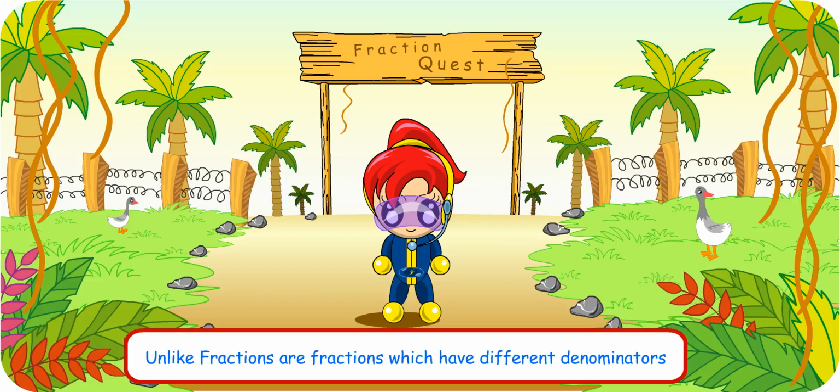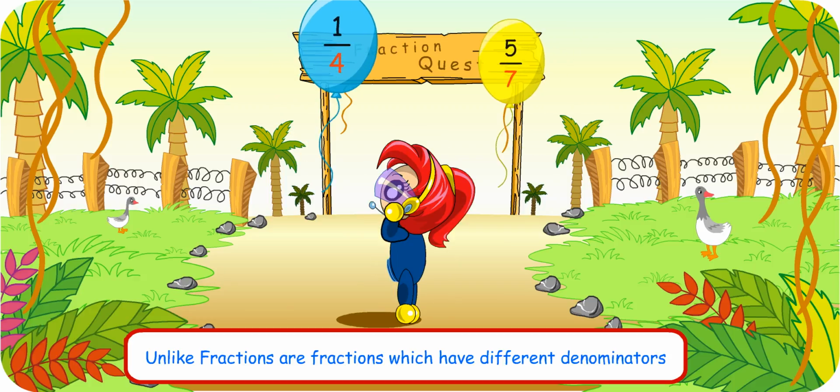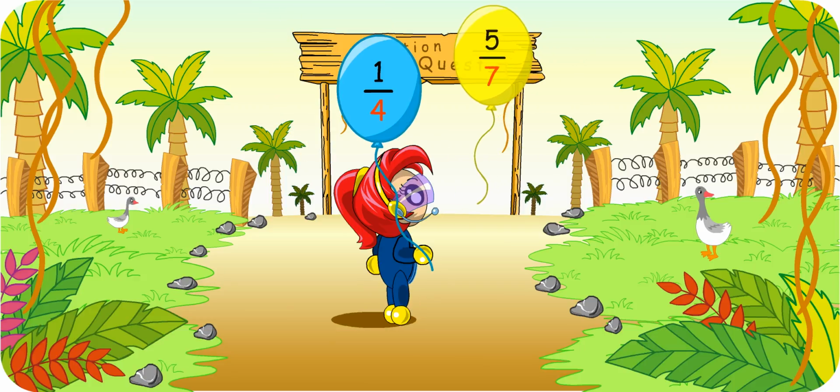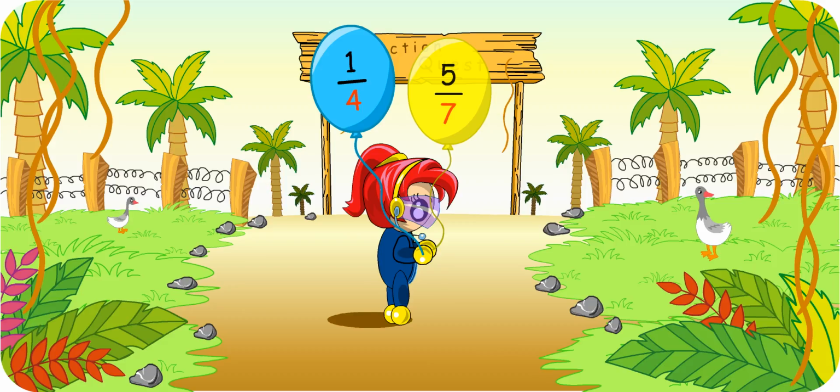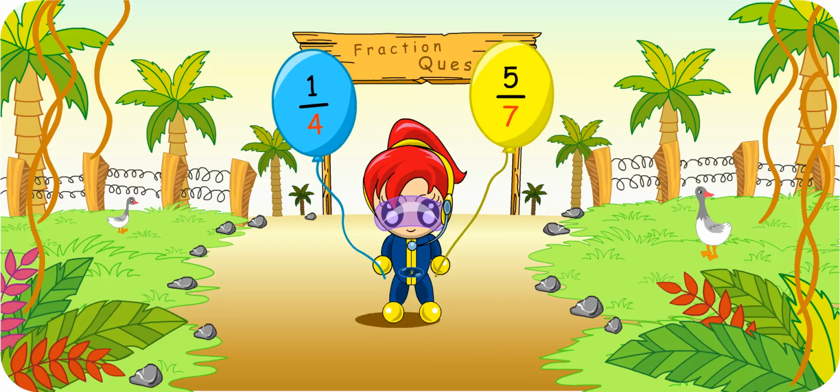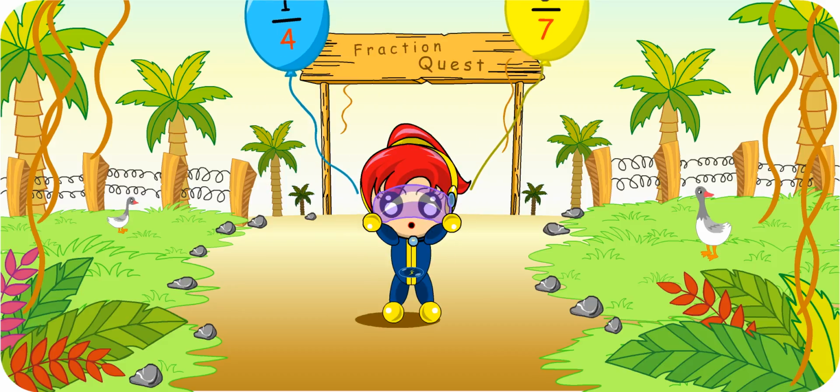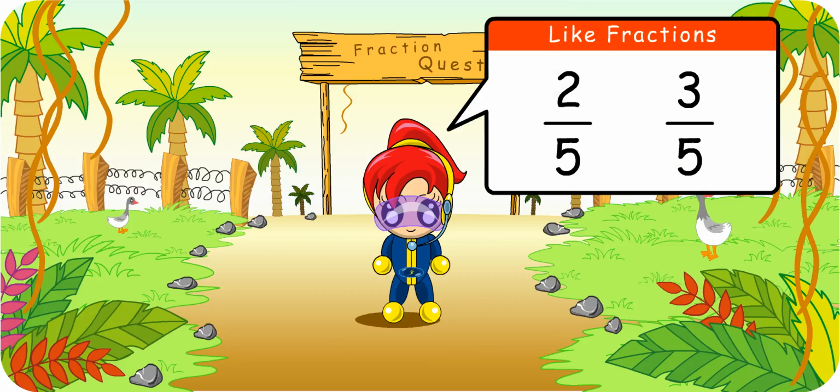Well, unlike fractions refer to two or more fractions which do not have the same denominators. For example, 1/4 and 5 over 7 are unlike fractions. That means that fractions such as 2 over 5 and 3 over 5 are like fractions because they have the same denominator, which is 5.